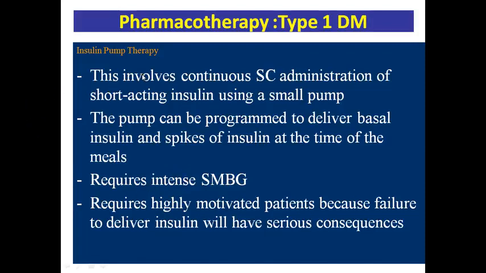Insulin pump therapy. This involves continuous subcutaneous administration of short acting insulin using a pump. A small pump is attached to the body, and that pump keeps on giving the insulin. It can be programmed to deliver basal insulin and spikes of insulin at mealtimes. It will give continuous short acting insulin, and at the time of meals, the patient can give input to the pump that he's going to take that much carbohydrate or food, and then the pump will give the spike of insulin. This requires intense self monitoring of blood glucose, and this is the best time when you can do continuous glucose monitoring. Most of the insulin pumps are now being connected to continuous glucose monitors. It requires highly motivated patients, because failure to deliver insulin will lead to serious consequences like diabetic ketoacidosis.